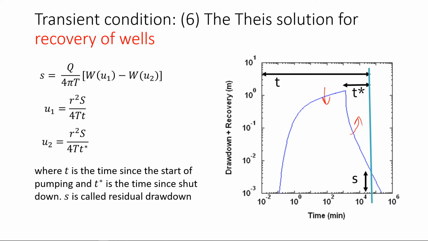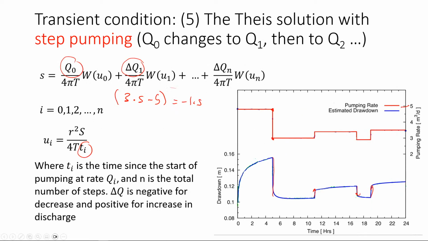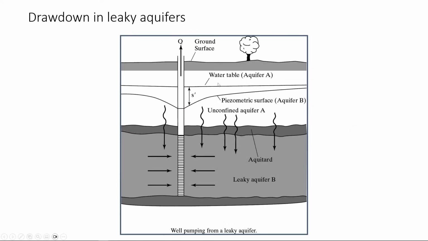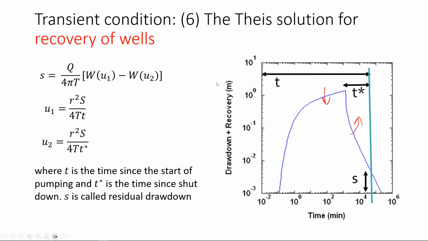We will talk about pumping tests and analysis of pumping test data in the next video. But here, that's your drawdown, and that's your recovery or residual drawdown. For the residual drawdown, T is the time since the shutdown. So here T is the time since the beginning, but there T is the time since the shutdown.